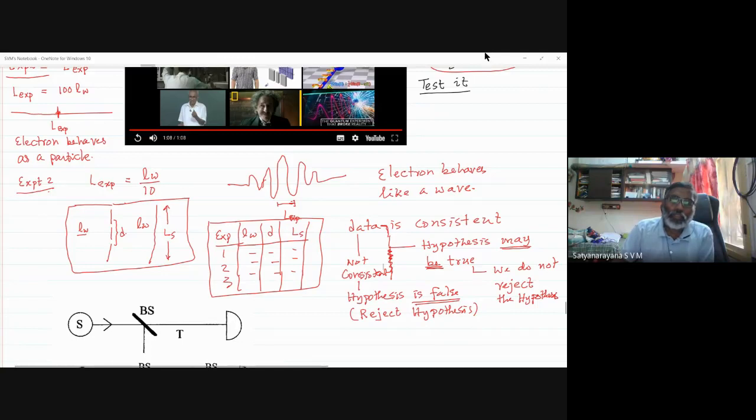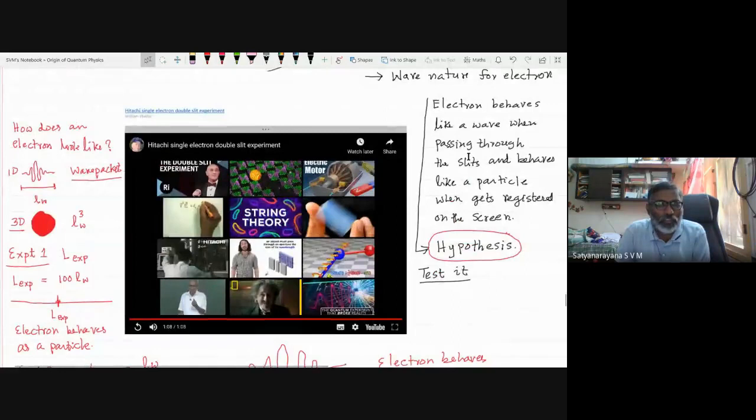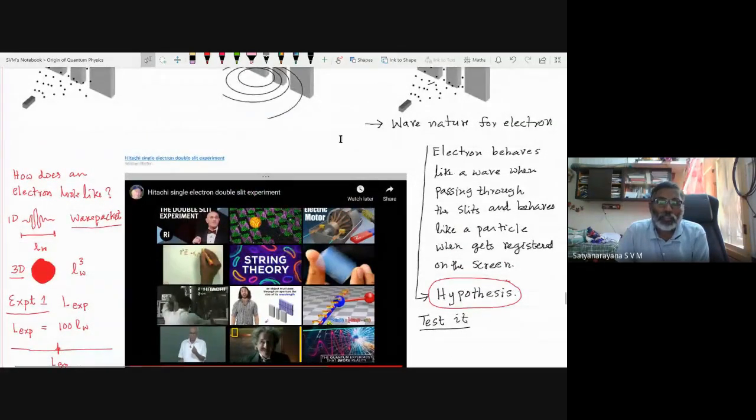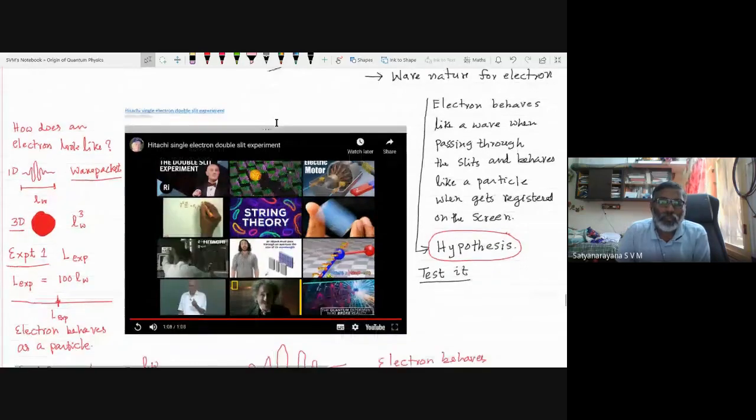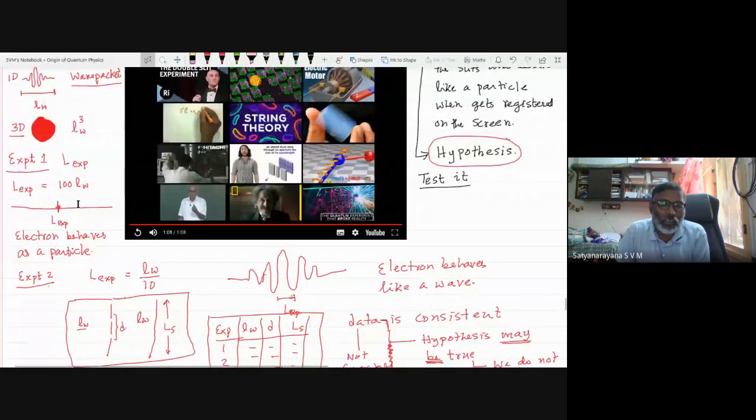So through this particular example, I have tried to illustrate the way we do science and how hypothesis testing is done. Our question was, how does an electron behave in this experiment? We made a hypothesis that it behaves like a wave in the first part of the experiment and then like a particle. Then we want to test it. For that, we have to make a model. The model here is that the electron behaves like a wave packet and it has a certain wave packet length scale. How this wave packet length scale compares with the experimental length scale determines whether the particle behaves like a wave or a particle.